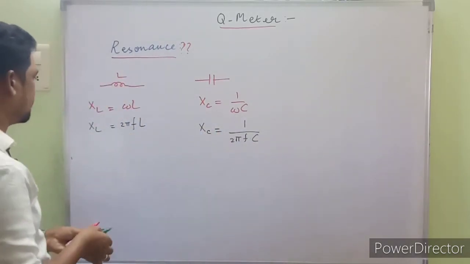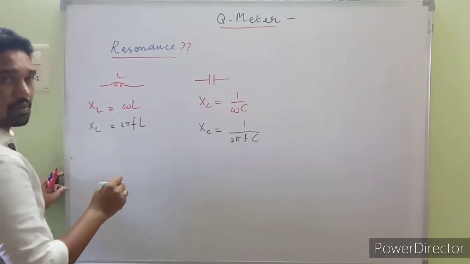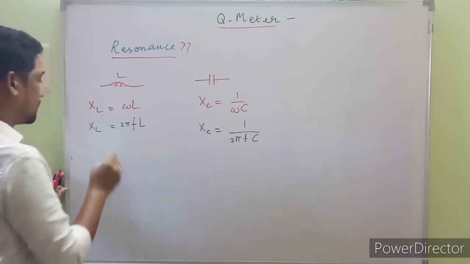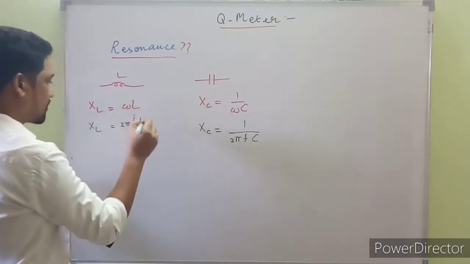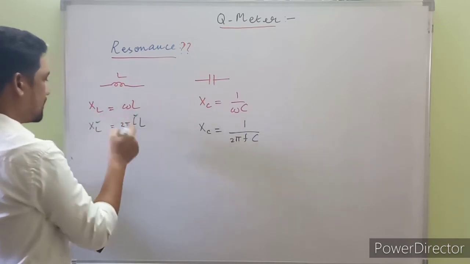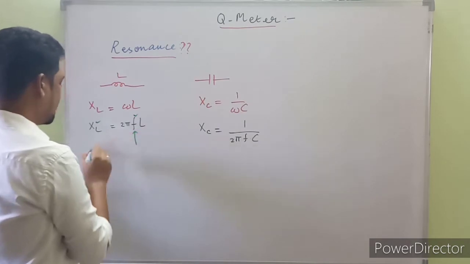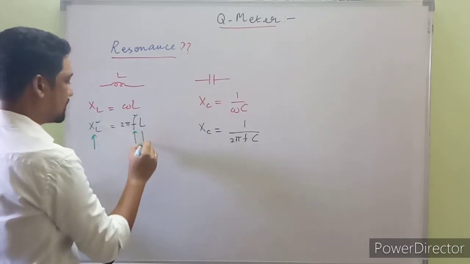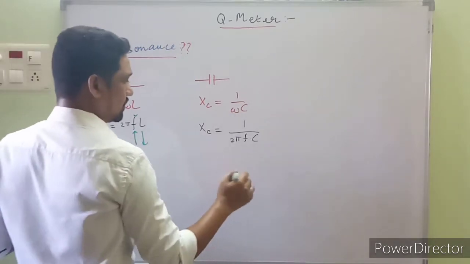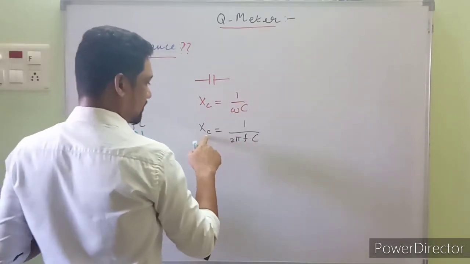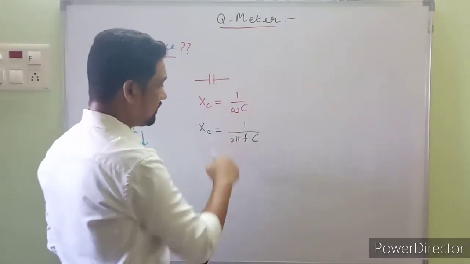The reactance of the inductor and the frequency are directly proportional to each other. When there is an increase in the frequency, XL increases, and when there is a decrease in the frequency, XL decreases. Whereas for the capacitor, the capacitive reactance and the frequency are inversely proportional to each other.